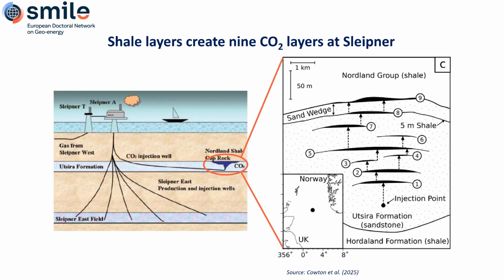The sandstone in the Utsira Formation is not uniform. It contains many thin shale layers, which strongly influence how the injected CO2 moves underground. Because of these shale layers, the injected CO2 at Sleipner is trapped in 9 separate layers. Over time, as pressure builds up, the CO2 can break through a shale layer. When this happens, the CO2 finds a new pathway and moves upward in the next layer.